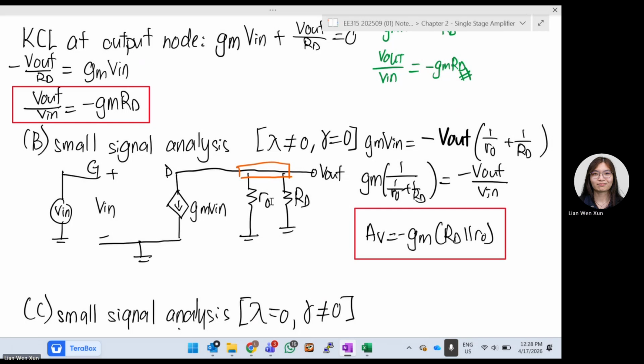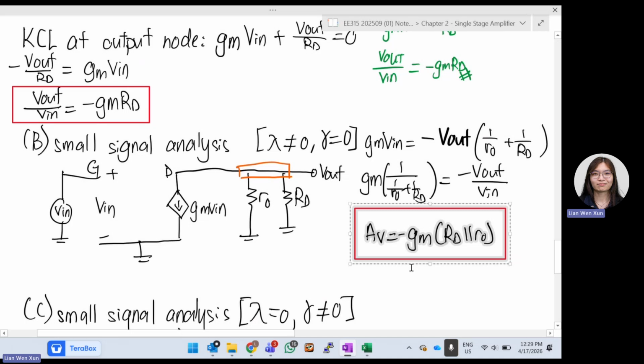We can say GM V in now, the one that goes to here, will be the current that flows to these two parts. Basically 0 minus V out divided by R0, and 0 minus V out divided by RD. They both are in parallel. So we can say it is negative V out times 1 over R0 plus 1 over RD is the current that flows, add up both of them, and then flows to GM V in. So you rearrange GM, this whole thing you move down, equals negative V out over V in. So in the end, your gain, V out over V in, equals negative GM times RD parallel with R0.